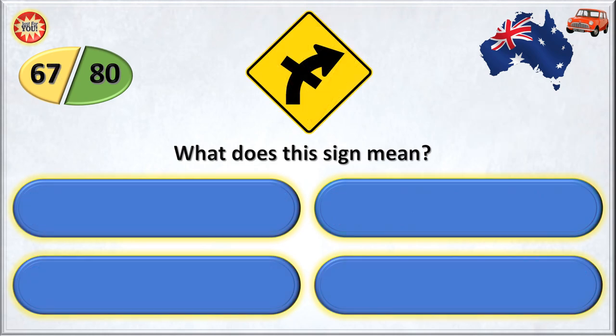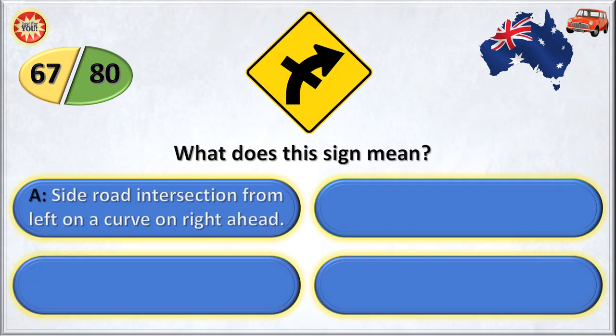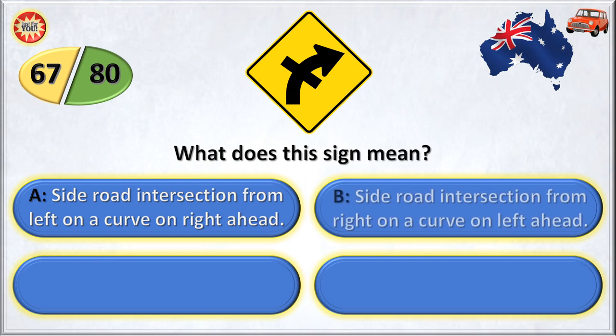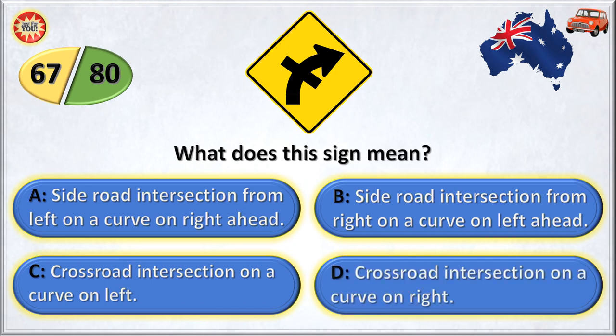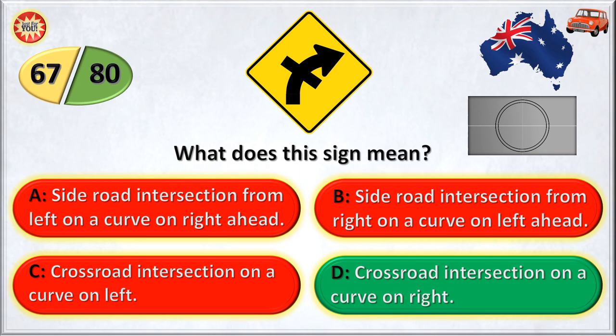What does this sign mean? Side road intersection from left on a curve on right ahead. Side road intersection from right on a curve on left ahead. Crossroad intersection on a curve on left. Crossroad intersection on a curve on right. Crossroad intersection on a curve on right.